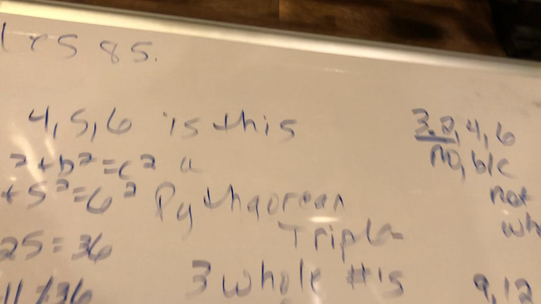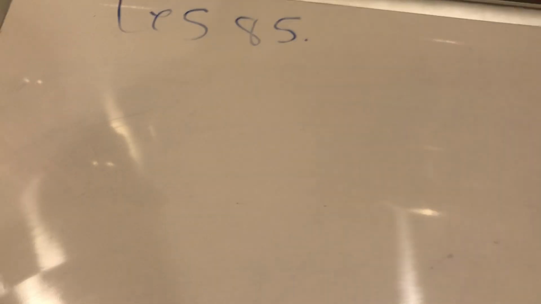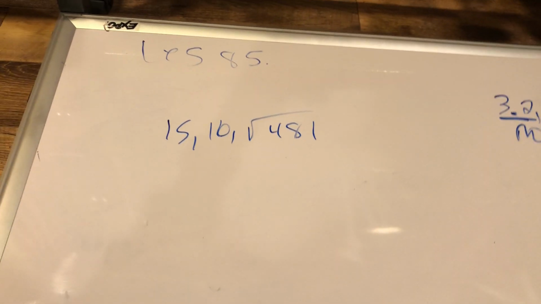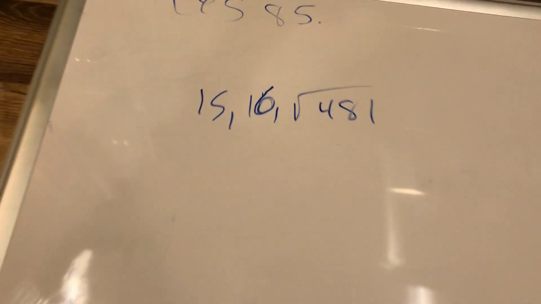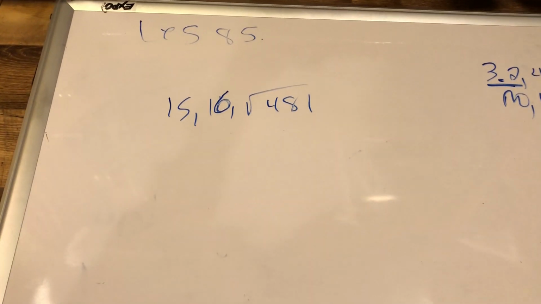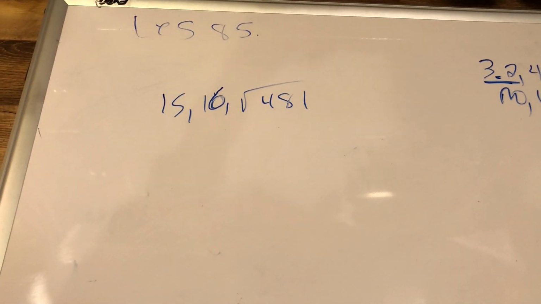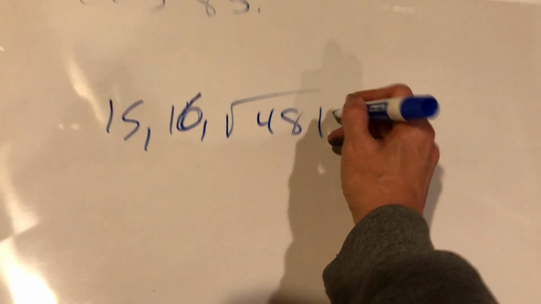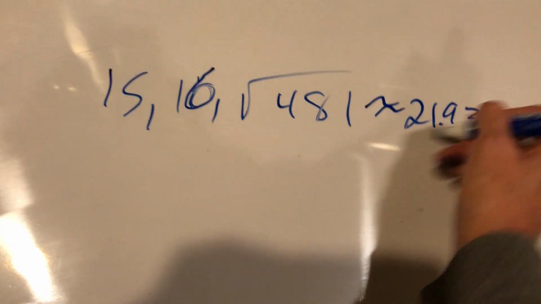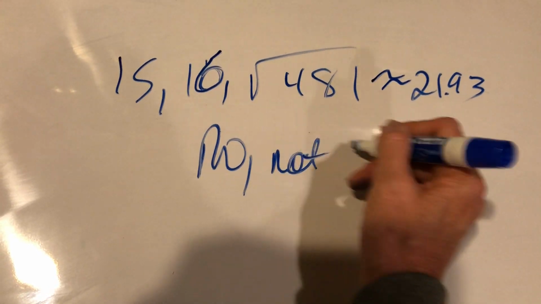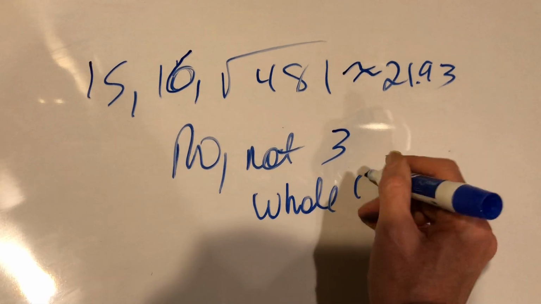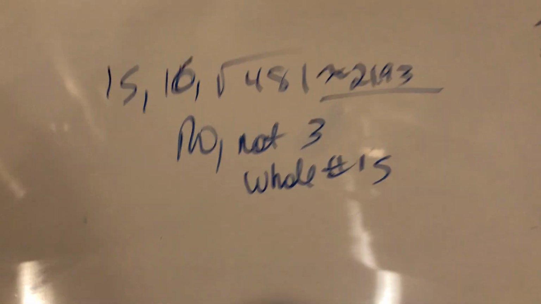So let's try another one of those to see if they're Pythagorean triples. 15, 16, and the square root of 481. Okay, so the first thing we do is check that square root. We've got to see if that is a perfect square, if that comes out to be a whole number. It doesn't. This is about 21.93, so this is no. Not 3 whole numbers. So don't even check it. Don't plug it in. Don't do anything with it.